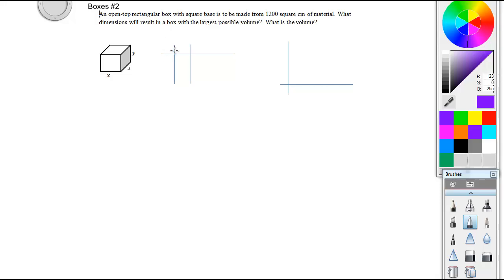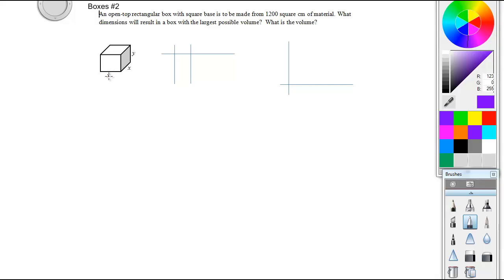This is an optimization problem on finding the largest possible volume for a box with the constraint of 1200 square centimeters of material. So the box is given: it's an open top rectangular box with a square base, to be made from 1200 square centimeters of material.